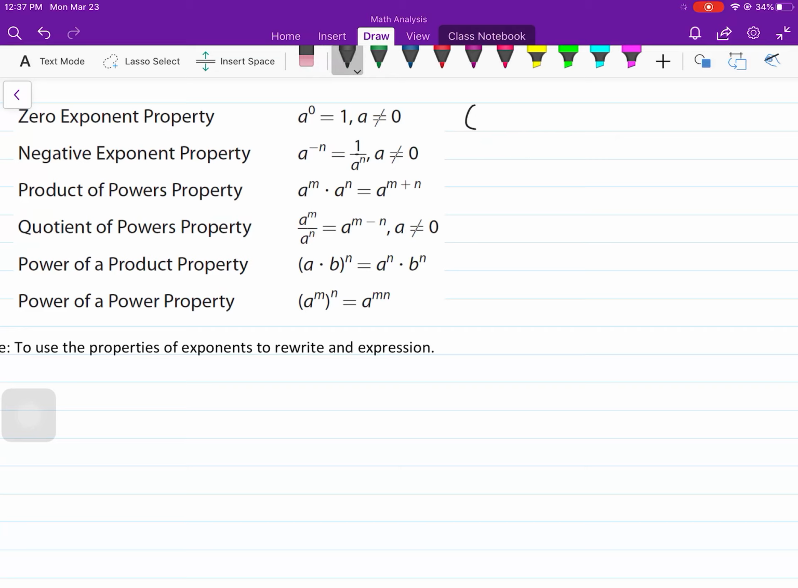And I mean, you can have a crazy looking problem. It might look fearful. But if everything's to the 0, guess what? Your answer is 1. So that's probably my favorite property because it's just so easy.